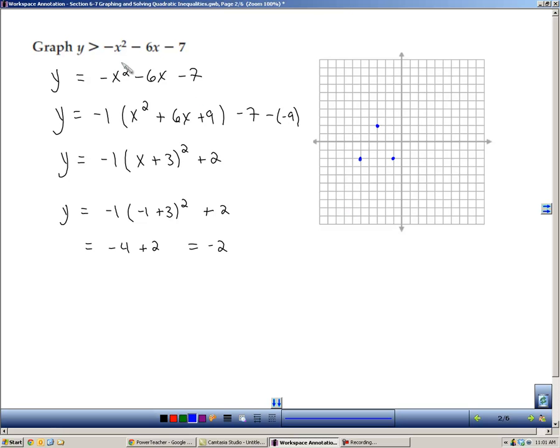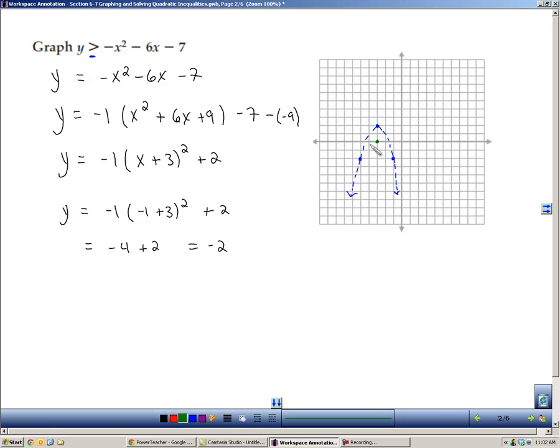It's going to be a dotted line because it's greater than, not greater than or equal to. It's a bad sketch, but good enough. So that's a sketch of my related equation. Now I have to figure out which side to shade. Do I shade inside of this related equation, or do I shade outside? Best way to do that is to find a point.